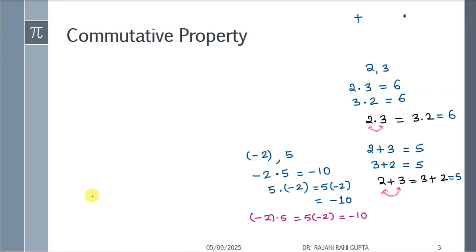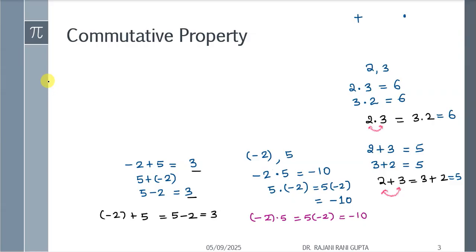Let's see what happens if we add them. Minus 2 plus 5: we have two numbers with opposite signs, so we subtract them. 5 minus 2 is 3. Which is the bigger number? 5. The sign is positive, so we get plus 3. If we do 5 plus minus 2, this will be 5 minus 2, which is 3. So again, minus 2 plus 5 is the same as 5 plus minus 2, giving you the same result, 3.